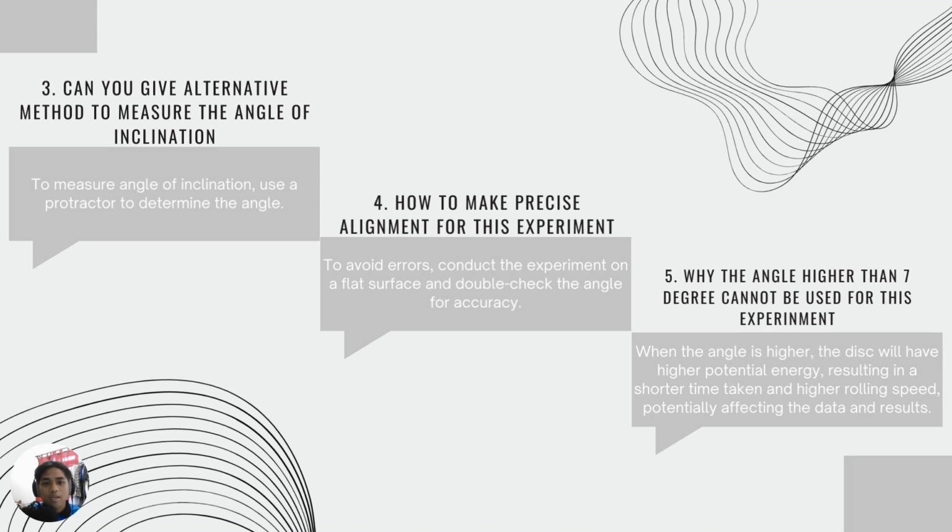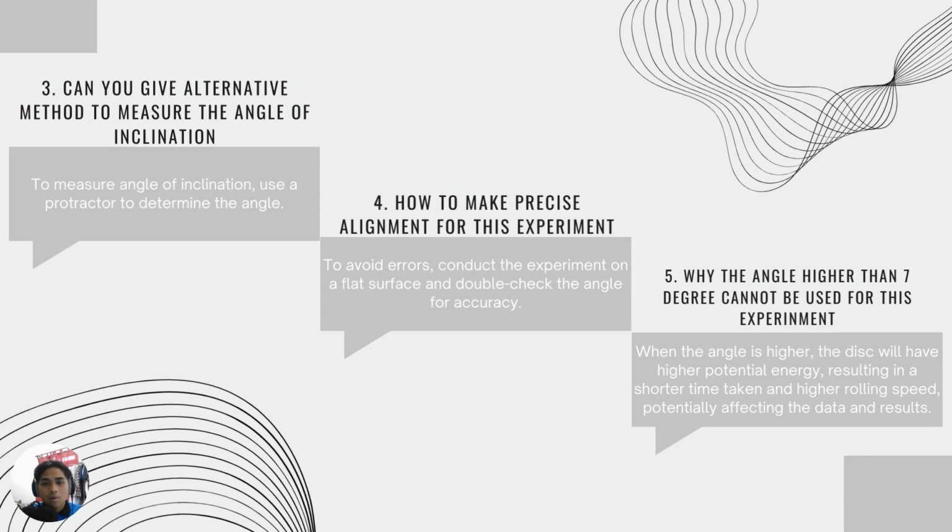Fourth is how to make precise alignment for these experiments. To avoid error, we need to conduct the experiment on a flat surface, and we need to double check the angle to make sure of the accuracy.